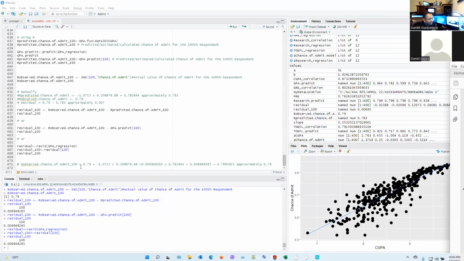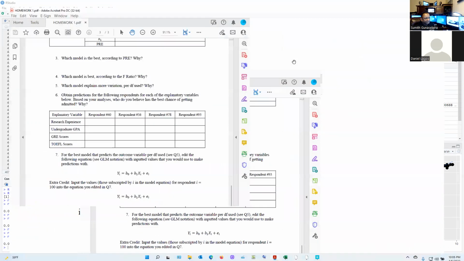I put the observed chance of admit of the 100%, which is 0.79. The right-hand side is through the equation. This is B naught. This is B1. This is the 100%, that GPA 8.88, plus the error. If you calculate this, it equals 0.79 on this side. That means the equation is satisfied. That's what we were expecting.